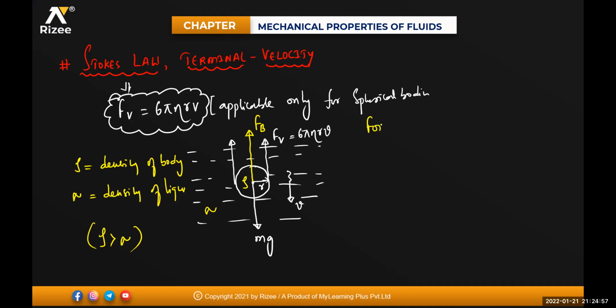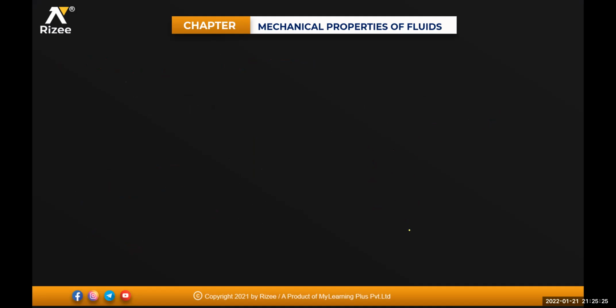I'm writing here, see, forces acting on sphere. Tell me what are the forces? Number one, weight of the body mg in the downward direction. Number two, buoyant force in the upward direction. Number three, viscous force Fv acting in the upward direction as it is sinking. Now tell me what is the net force, beta? mg in the downward direction minus upward force.